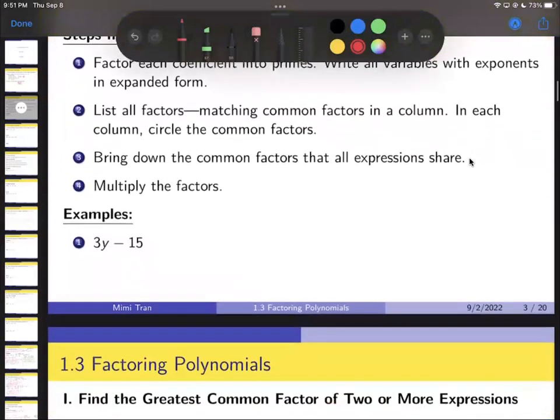So I want you to factor 3y minus 15. This is an expression. Between 3y and 15, the greatest common factor is 3. So factor out 3. So what's left? The first term is y, right? Because 3y divided by 3 is y. And then the second term is negative 5, because 3 times negative 5 is negative 15. And that'll be your final answer.